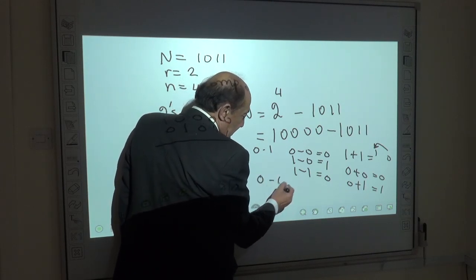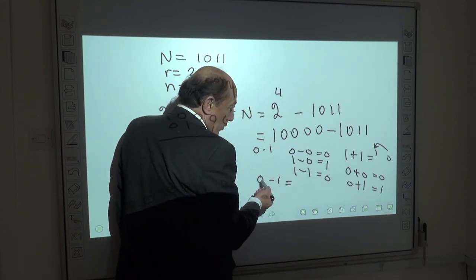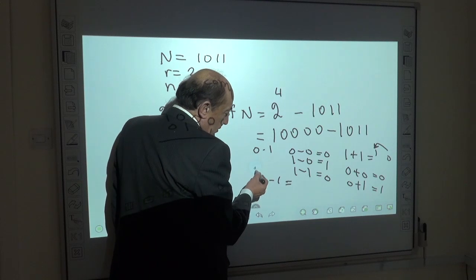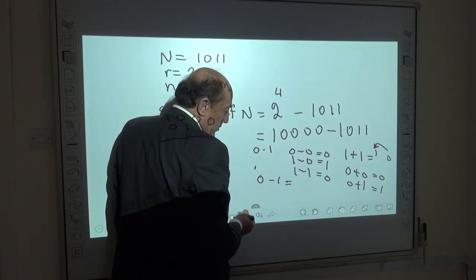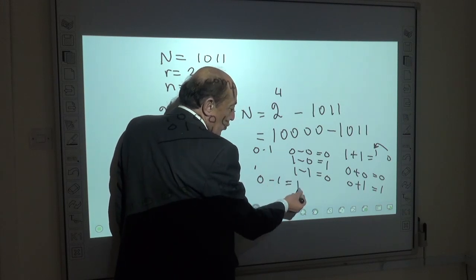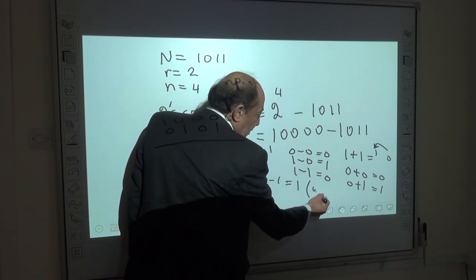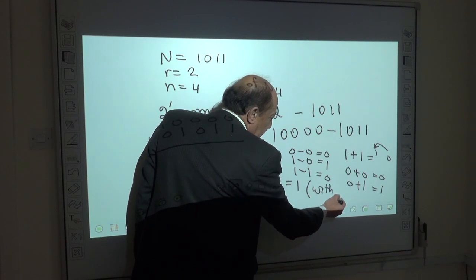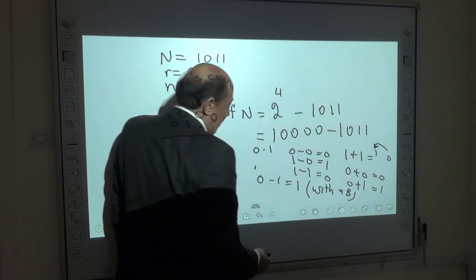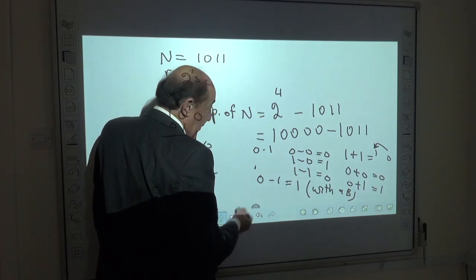But if we subtract 0 minus 1, like in decimal, this is 0 minus 1 equals 2. We have to borrow. Here it will become 1 0 minus 1, which is 1. So 0 minus 1 with a borrow. Very quickly.